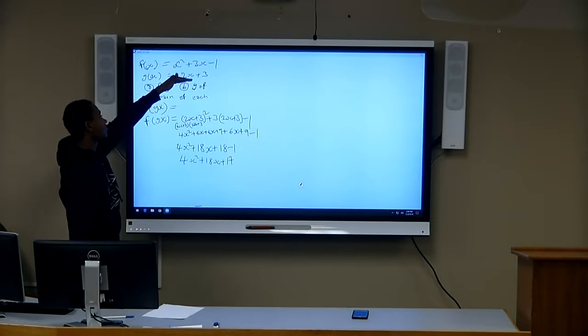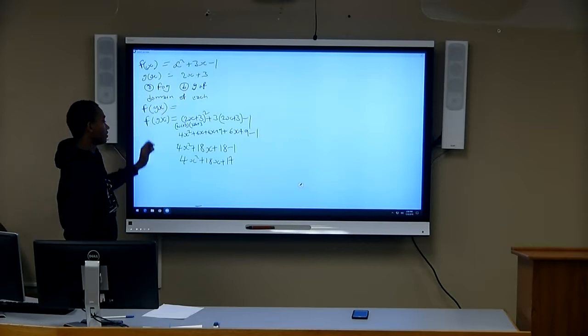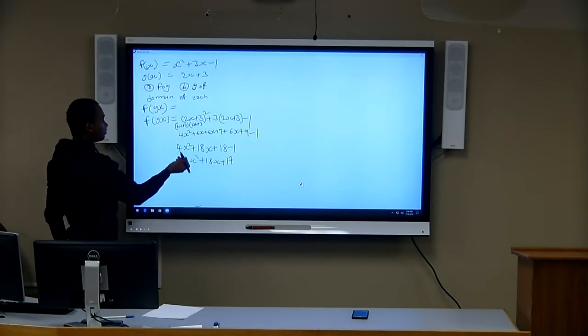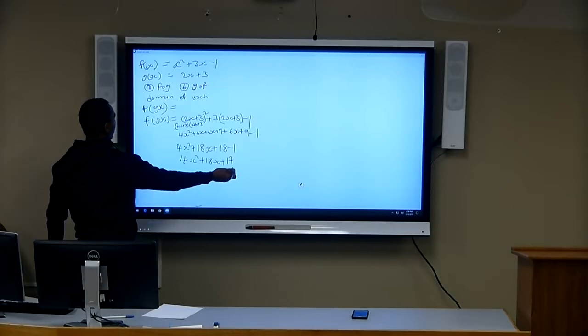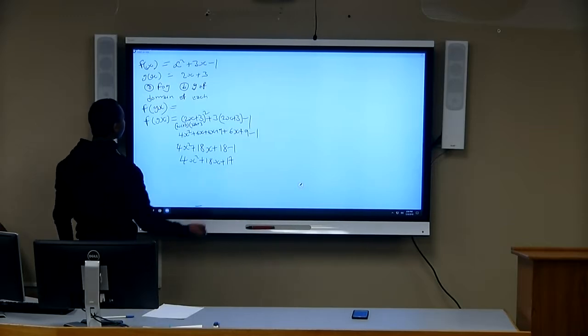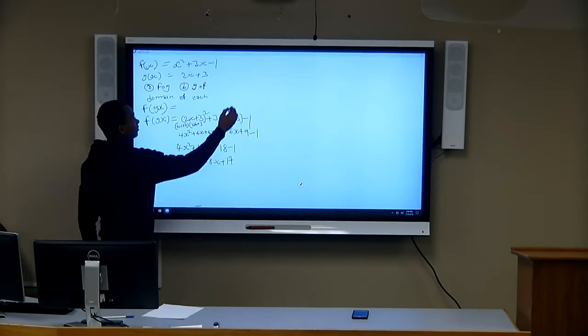Any number you put in g of x is going to give you an answer. So the domain is all real numbers. So if the domain of the two is all real numbers, therefore the domain of f circles g is going to be all real numbers. See, it's a polynomial. If you put any number in there, it's going to give you an answer. So the domain is all real numbers. Okay, we go to the second one.